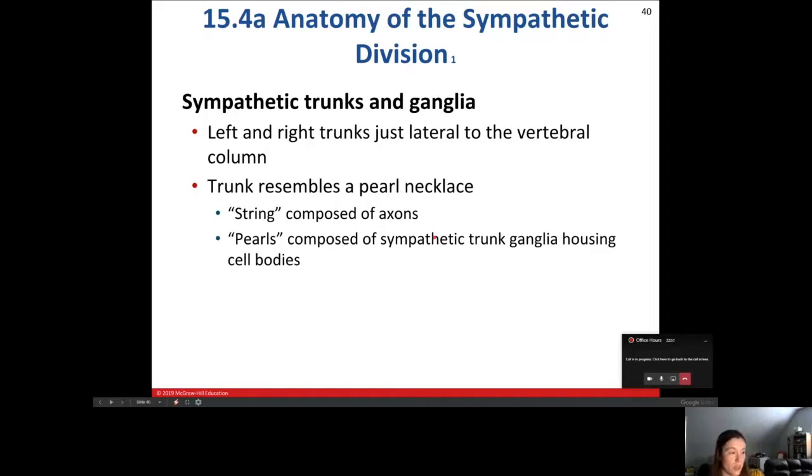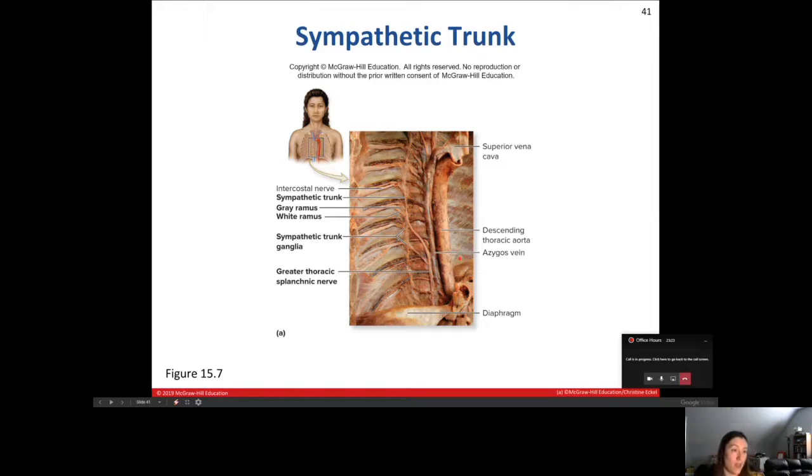So now the last couple slides that we'll go through are the sympathetic trunks and the ganglia. We'll learn about this in the autonomic nervous system this week. And your rami communicantes, coming especially from the thoracolumbar sections, are going to form what's called a sympathetic trunk. There are some ganglia also in the cervical area, but not quite as many. So there's a left and right trunk that are going right next to the vertebrae, and the trunk resembles a pearl necklace. The string would be the axons, and the pearls are going to be the sympathetic trunk ganglia that house the cell bodies.